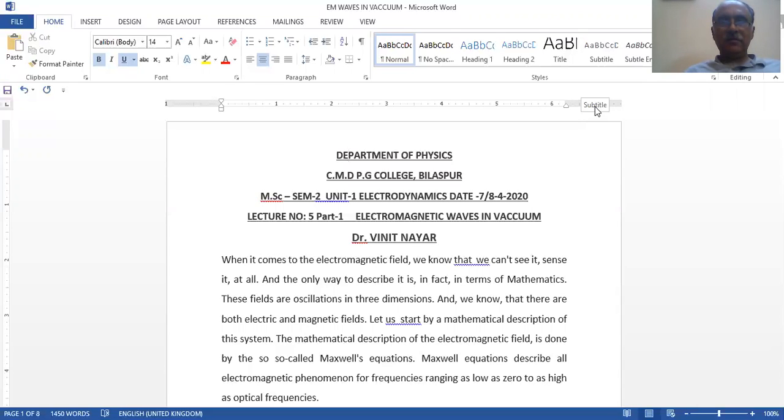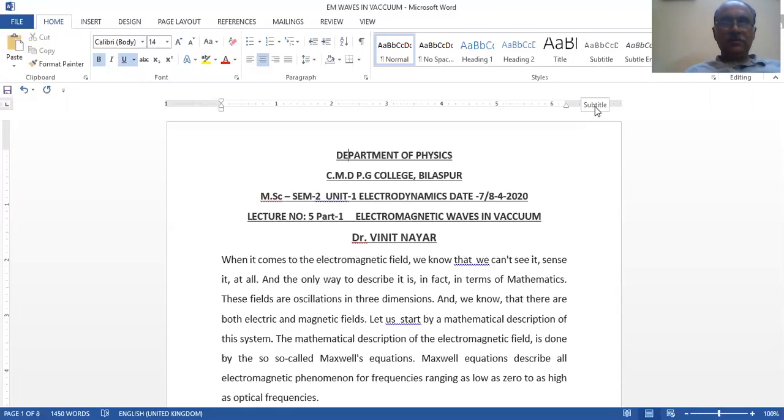So students, coming forward to the lecture, we all know that when it comes to the electromagnetic field, it is a fact that we don't see that field. The only way to describe that electromagnetic field is in terms of the mathematics of Maxwell equations. The fields, we all know, are oscillations in 3 dimensions. The field is oscillating, just like the oscillation of the displacement in a mechanical wave. We also know that there are both electric field and magnetic field.